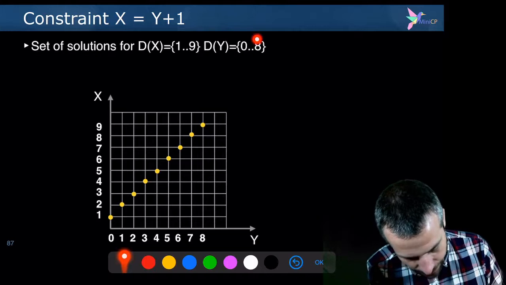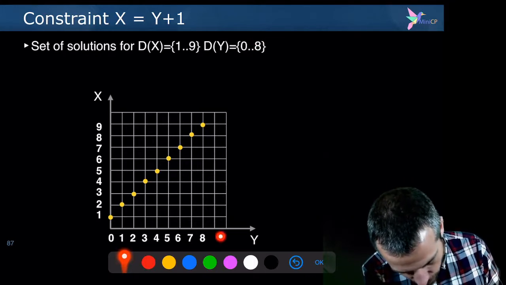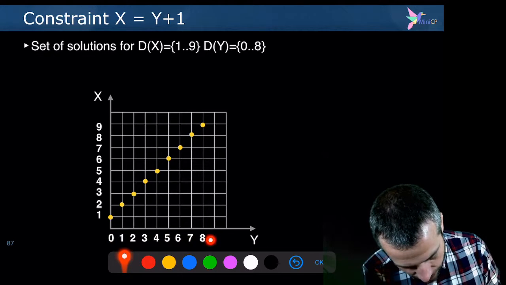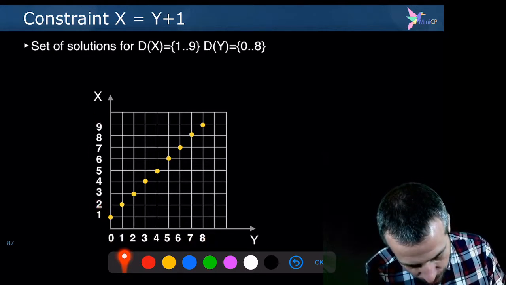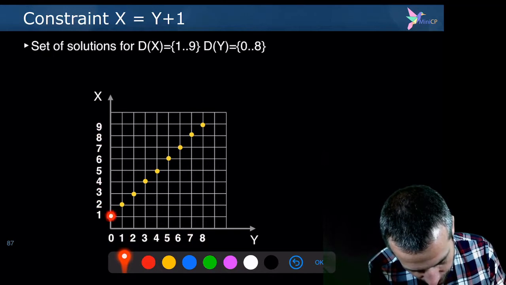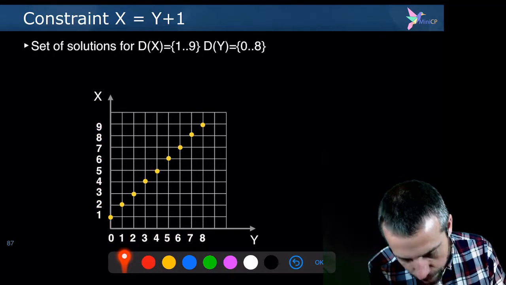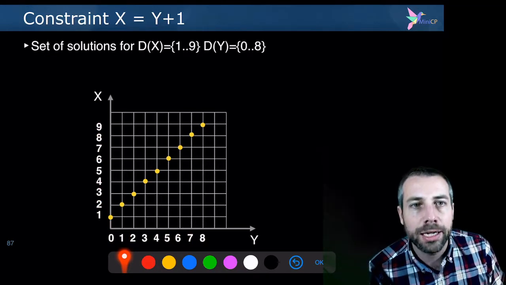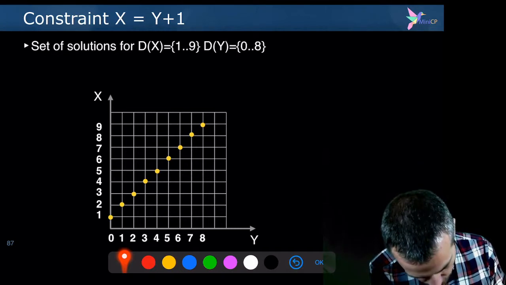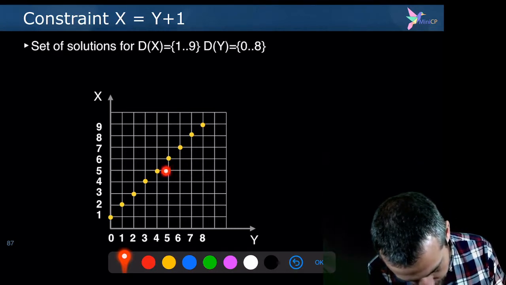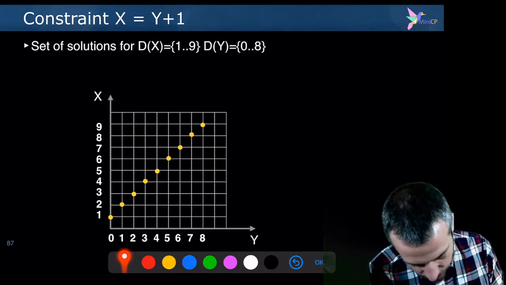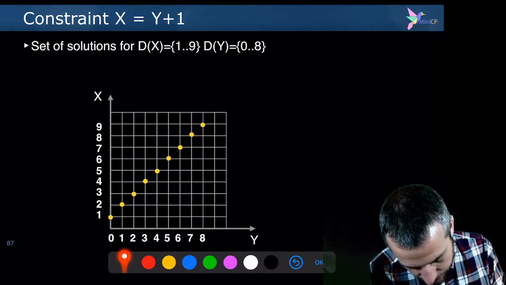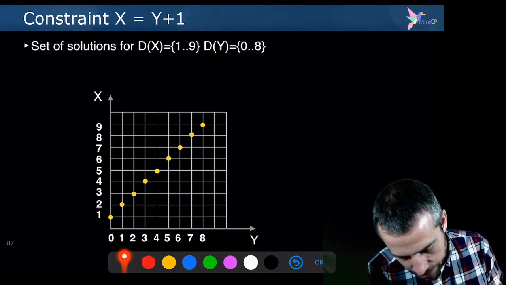Okay? And so I will represent on the y-axis the domain of y, and on the x-axis the domain of x. And all the feasible combinations for x and y are represented here with a yellow point, because x should be equal to y plus 1. And so you've got this line here with an offset of 1, with an intercept of 1. But of course, you're interested in the discrete combinations here because the domain is also integer.